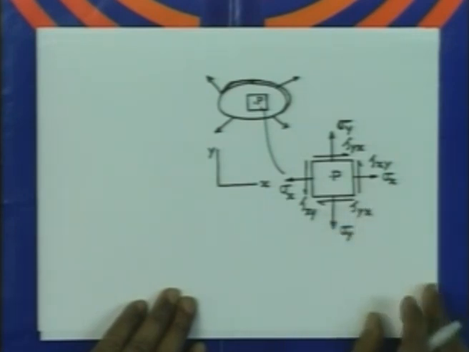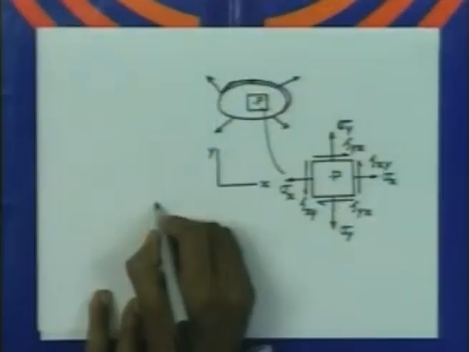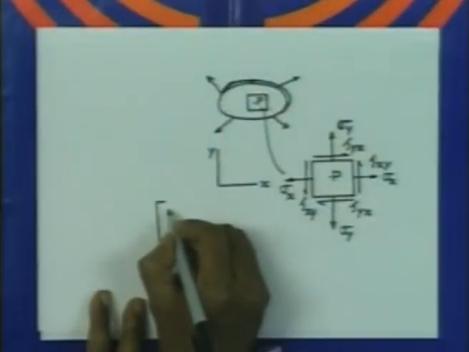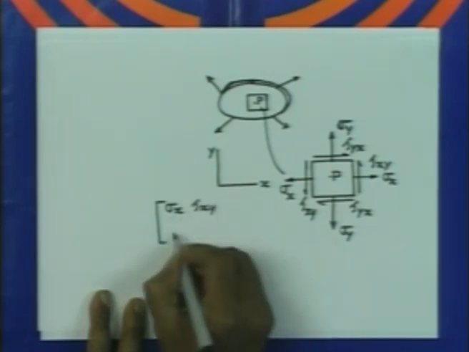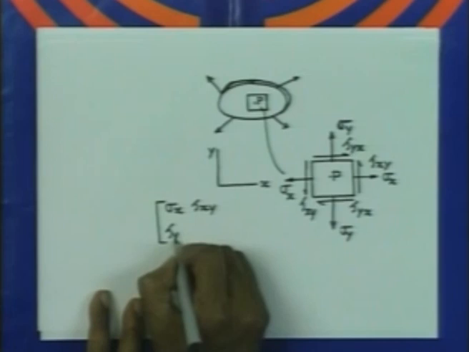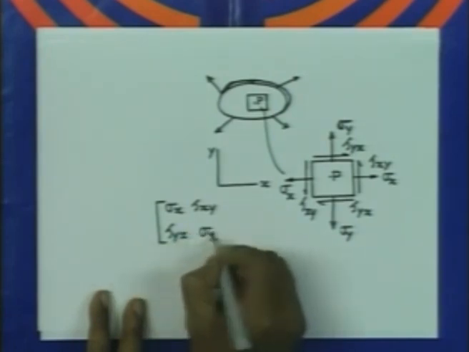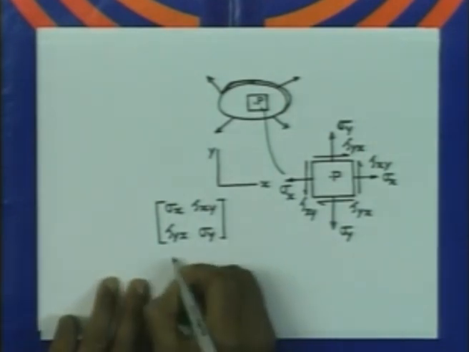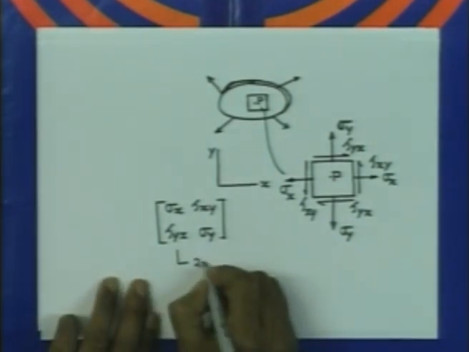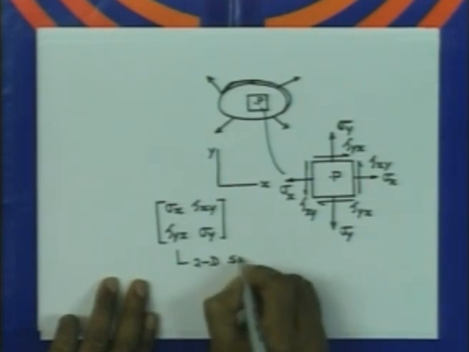So these are the 4 components of stresses acting at the point P, and the 2-dimensional stress tensor is therefore indicated by these components: sigma x, tau xy, tau yx, sigma y. So these are the 4 components in 2 dimensions. So this is nothing but the 2D stress tensor.